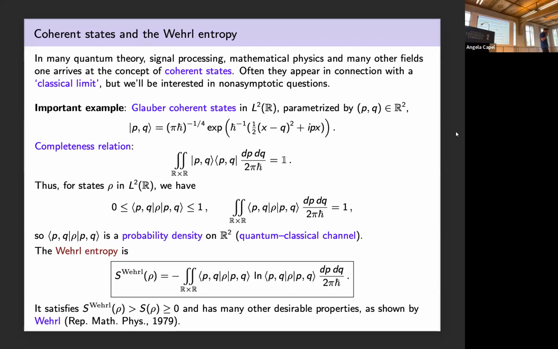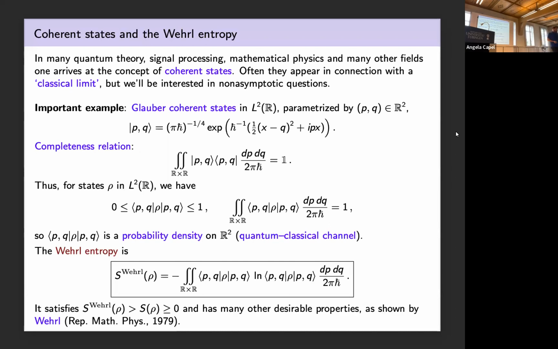Now, what we want to do is take a quantum state rho in this Hilbert space, and take expectations in our coherent states. It follows immediately from the completeness relation that this expectation value, now a function of p and q, a function of classical phase space, integrates to 1. Simply because the state is non-negative, this function is non-negative, so what we have is a probability density. So we have associated to a quantum state a probability density in this space.